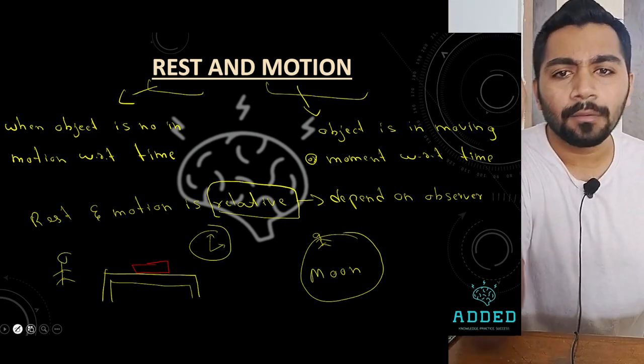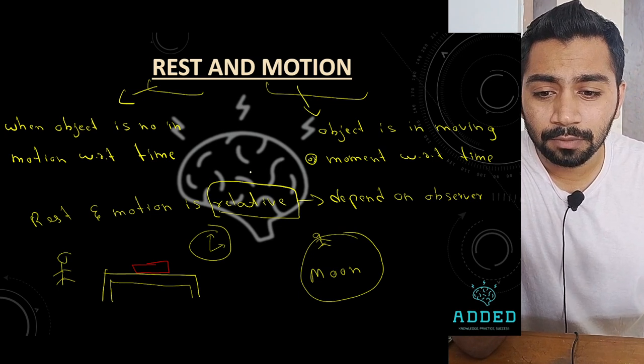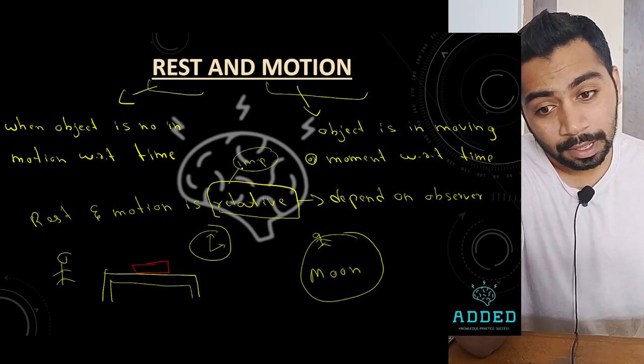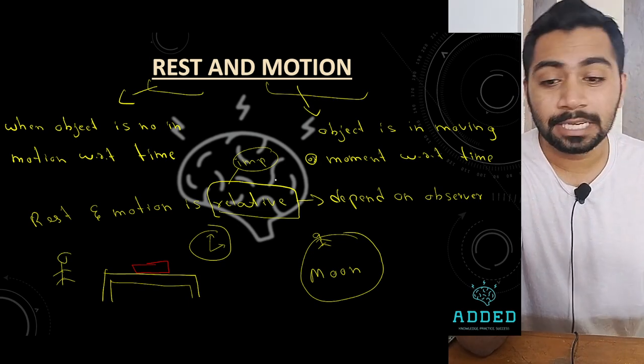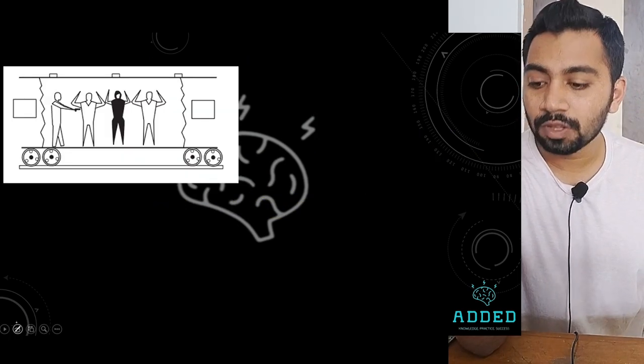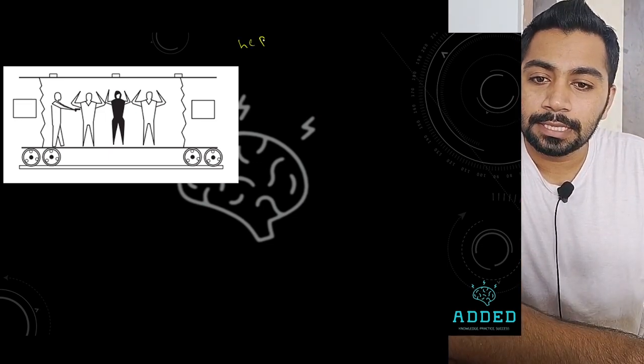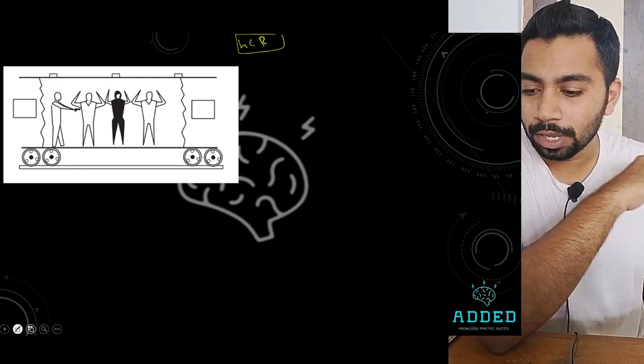Now, let us see one more example for rest and motion. Rest and motion is relative. This is very important. It depends on the observer. Now there is one more example, an HCR example. Okay, very simple.